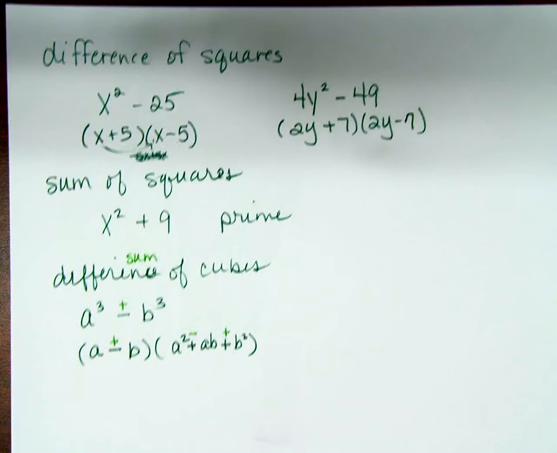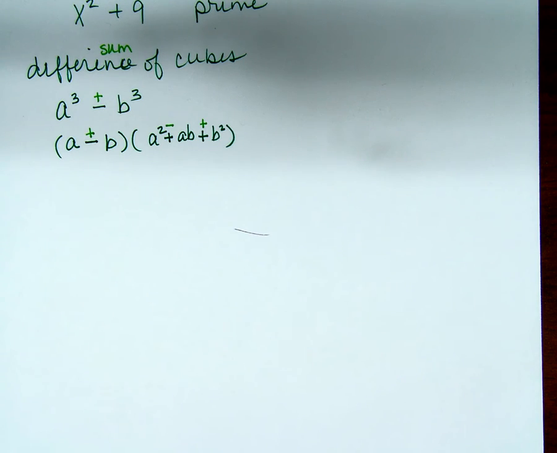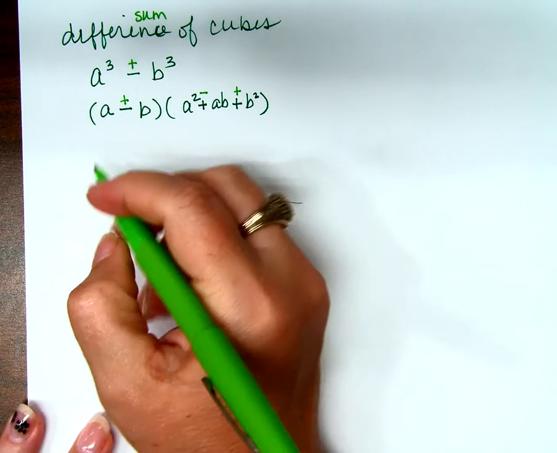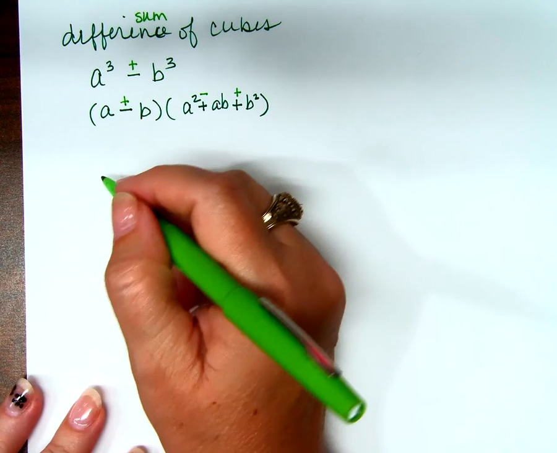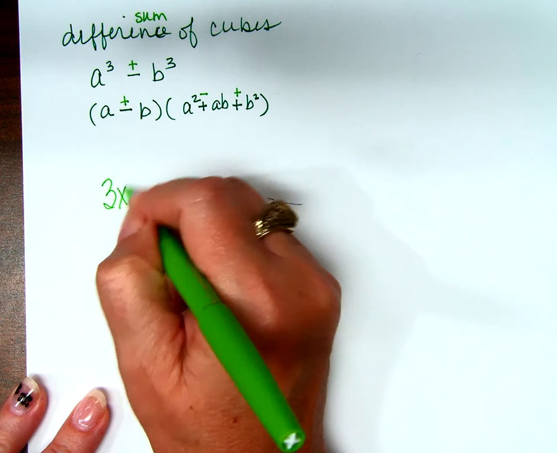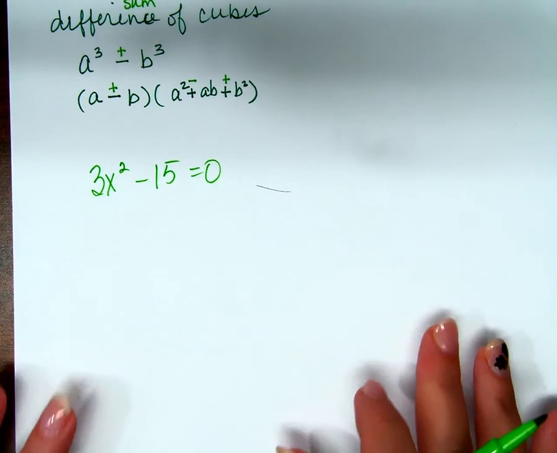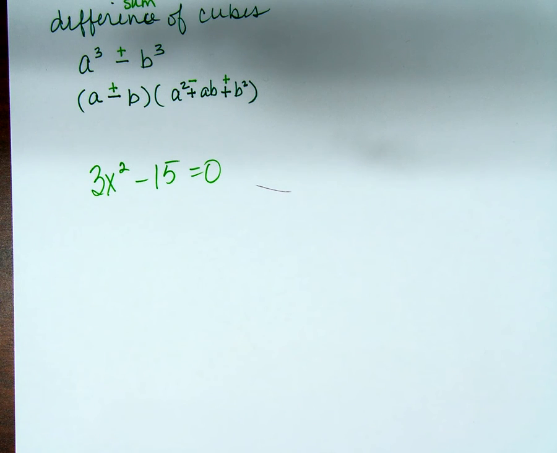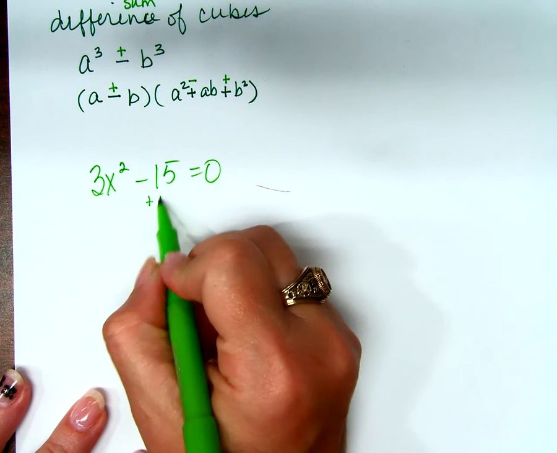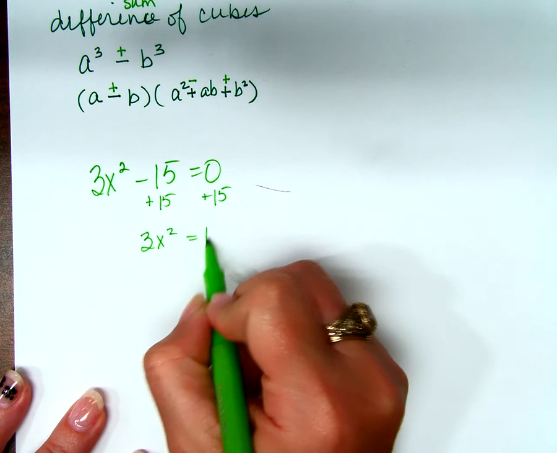The next objective was solving by the square root property. Okay? So if we're solving equations by the square root property, and we have something like 3x squared minus 15 equals 0, what kind of steps do you think we would take to solve this problem? Add 15 to both sides. 3x squared equals 15.